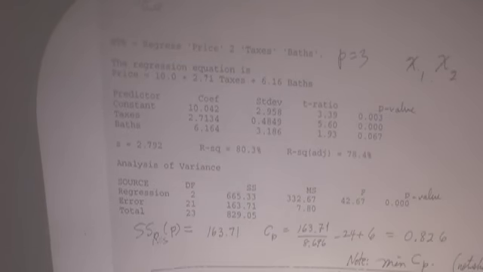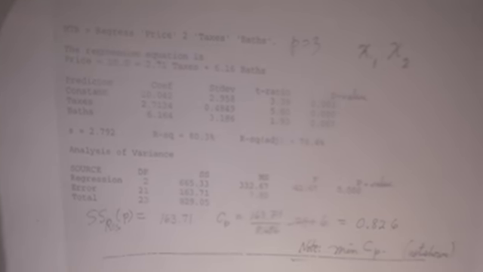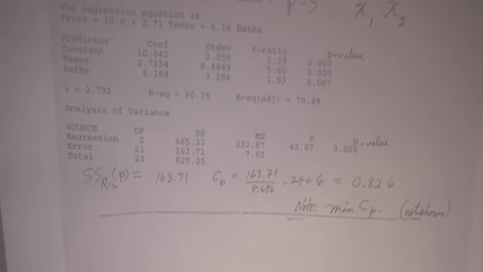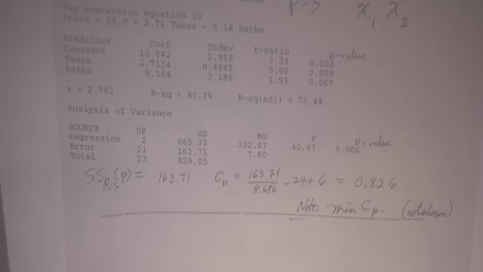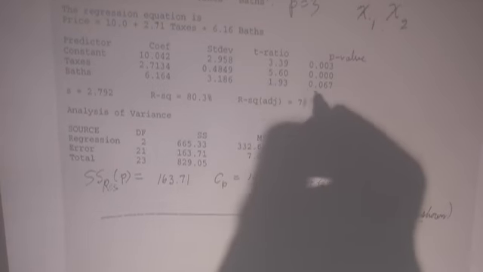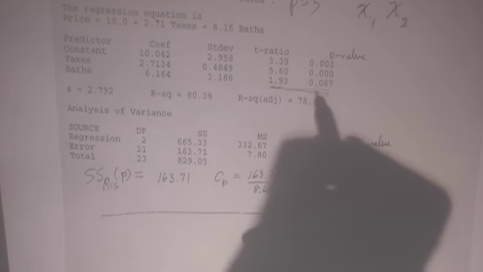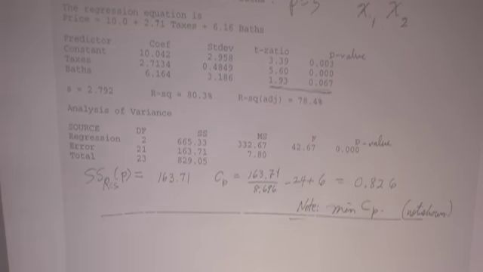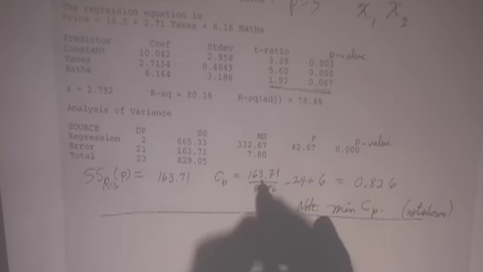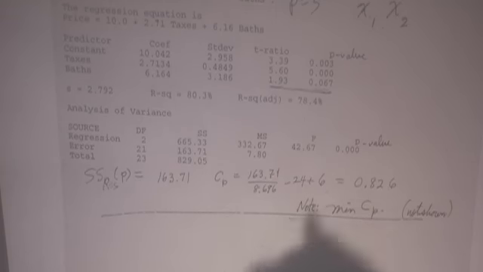So here we put in the BAS, and now we have significance of the model, obviously, again. Taxes are still significant after BAS have been fit. BAS are almost significant at the 5% level after taxes have been fit. So this is a subset model, with number of BAS, and so on. CP is 0.826. So that turns out to be the minimum. Let's see, that's 163.71 over 8.696 minus 24 plus 6.